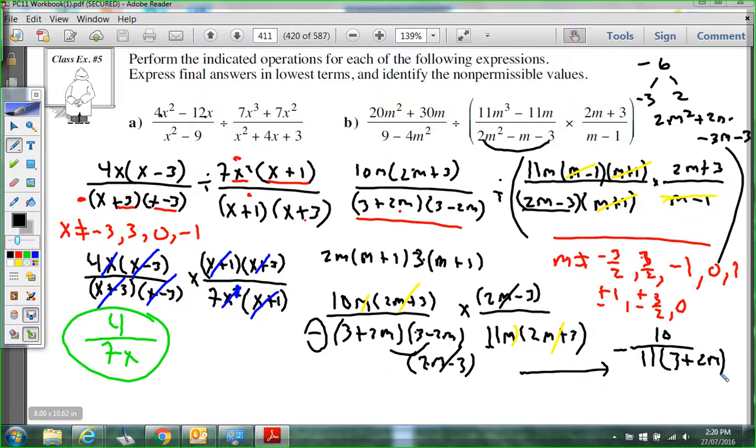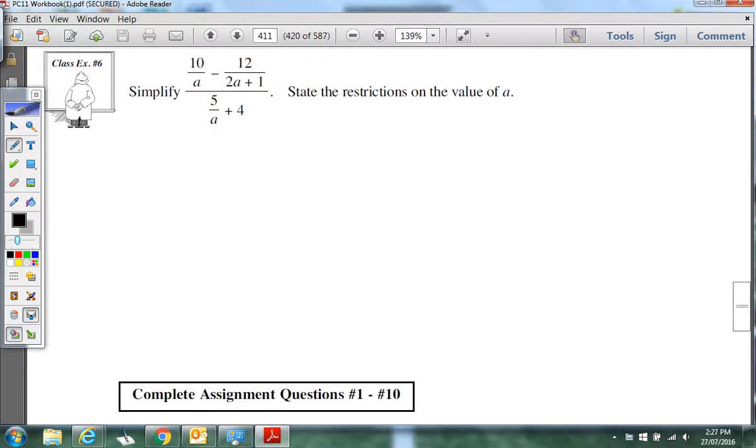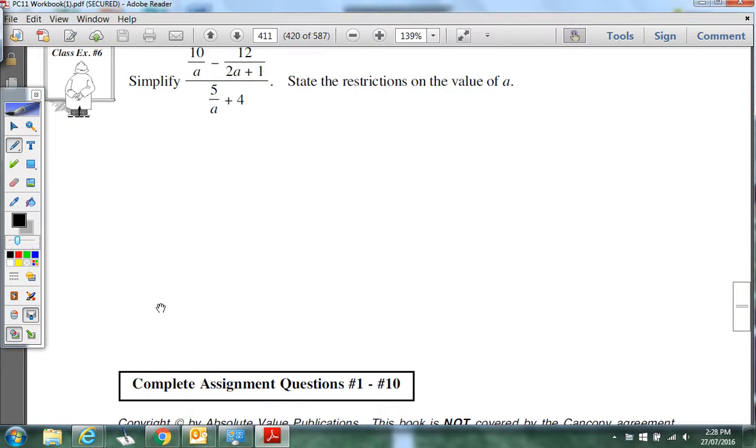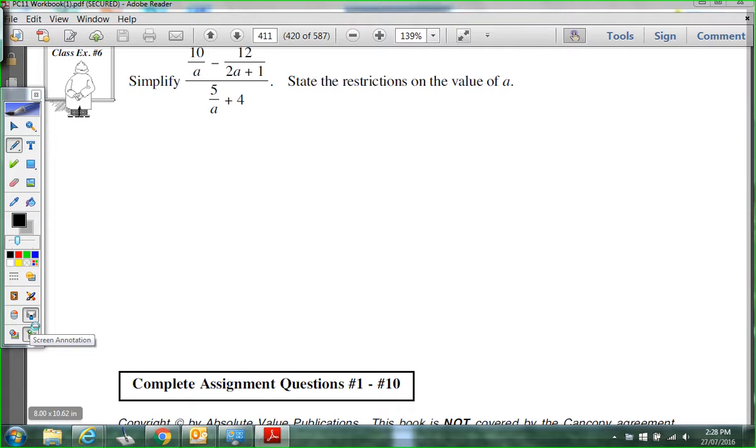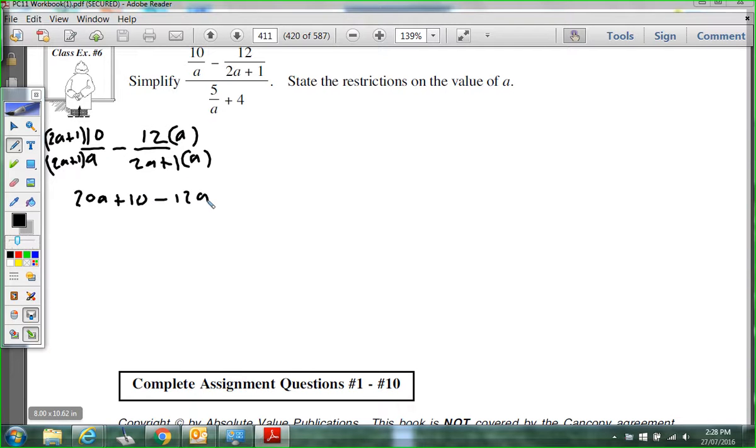All right, we got one last problem. All right, simplify and state the restrictions. Okay, so what we need to do first is get the top together so we can figure out what that is. So we have 10 over a minus 12 over 2a plus 1. So the deal with this is back to our previous lessons where we need to get a common denominator. So I have to go a to top and bottom and 2a plus 1 to top and bottom. So that gives me 20a plus 10 minus 12a, which gives me 8a plus 10 all over 2a plus 1 times a.